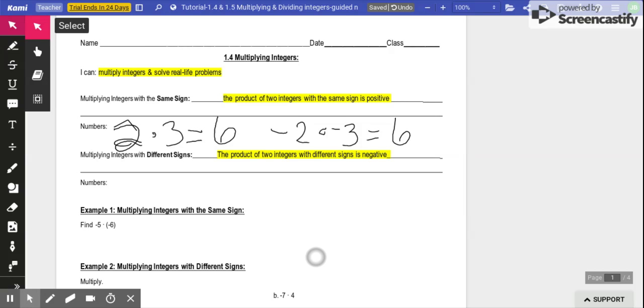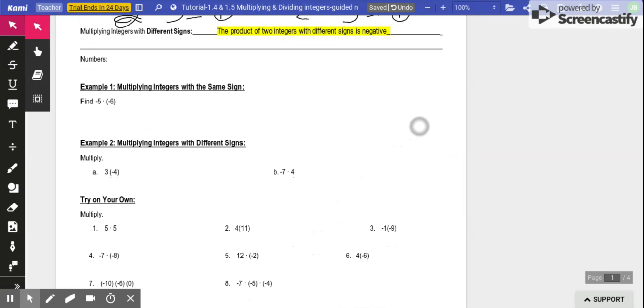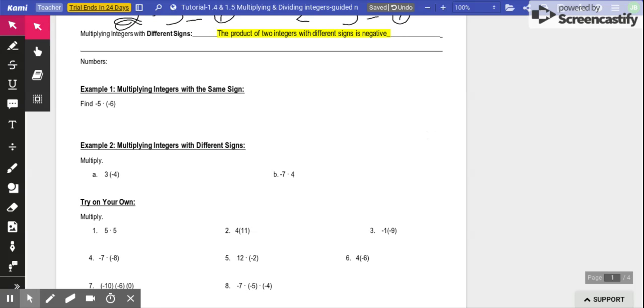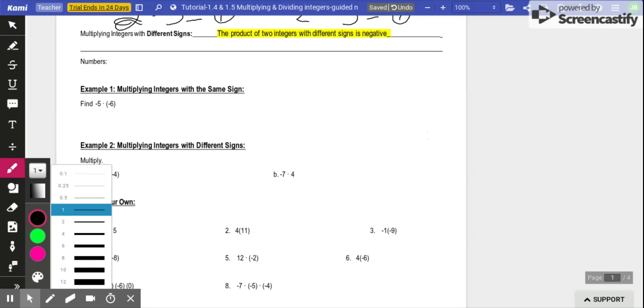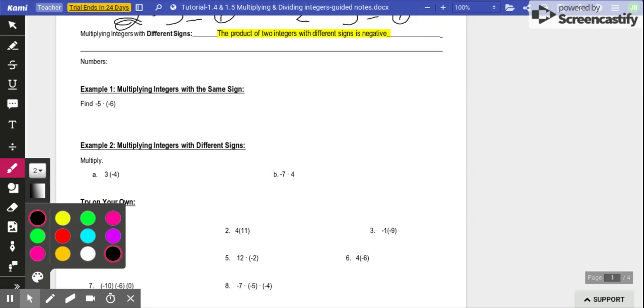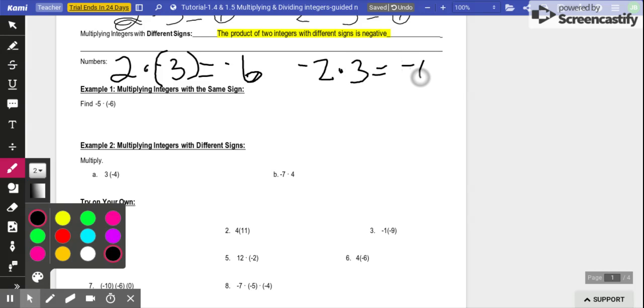Next, multiplying integers with a different sign. The product of those two integers with different signs is going to be negative. So when we look at this, our numbers, we have 2 times negative 3, and that can be in parentheses, equals negative 6. Or negative 2 times positive 3 will give me a negative 6 as well.